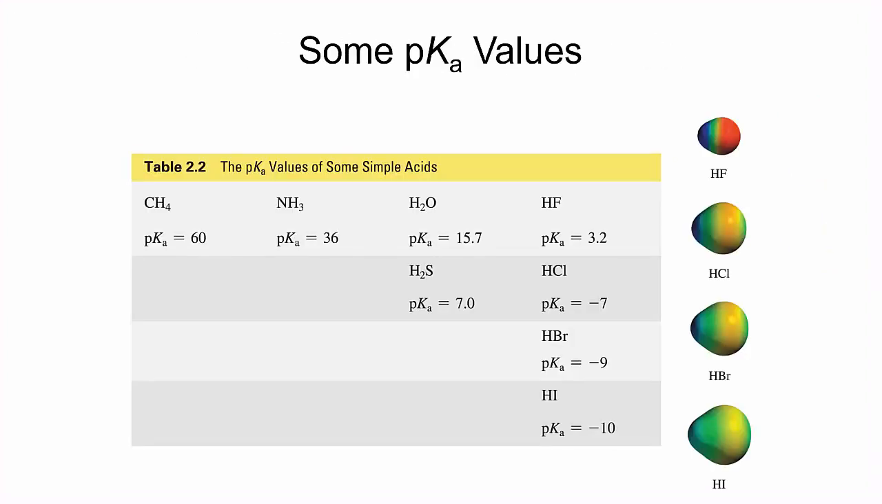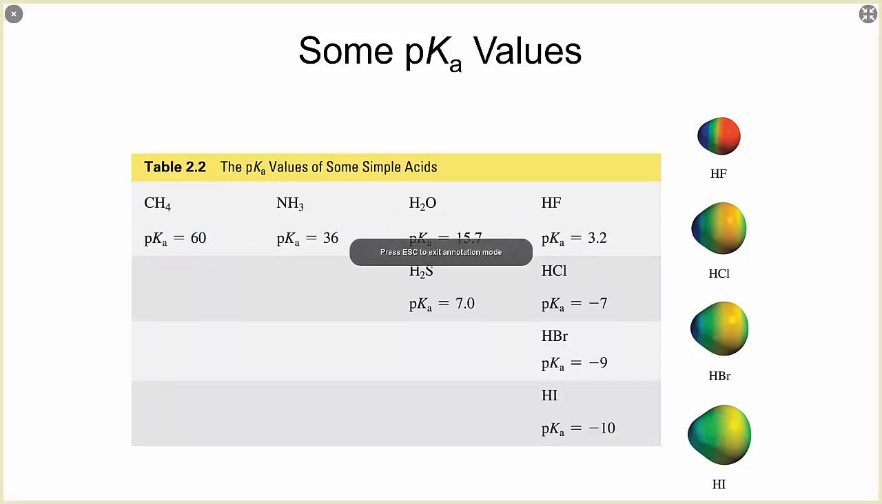Here are some examples of pKa values just so you can see. CH4, this has been measured several times, I think, recently. It's somewhere between 55 and 60. NH3 is around 36, H2O is 15, and this is 3.2. Again, this is a stronger acid than this is. That is, HF is a stronger acid than CH4. Going left to right, that trend is electronegativity going this way. It has to do with the electronegativity.